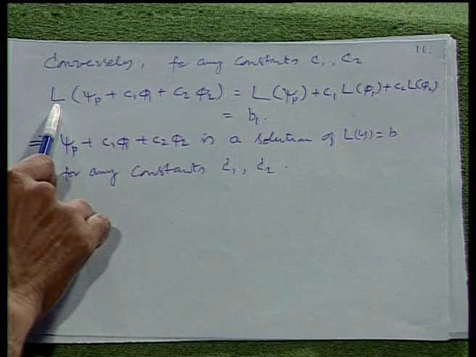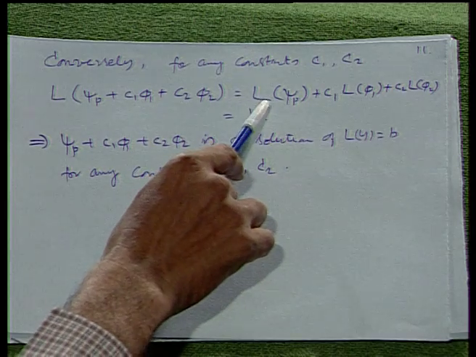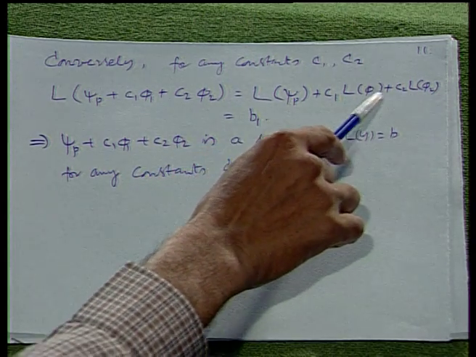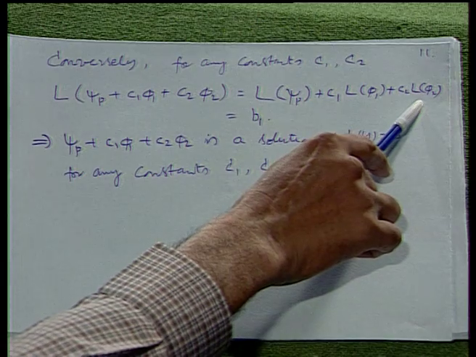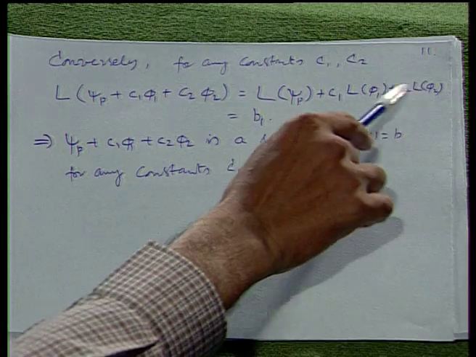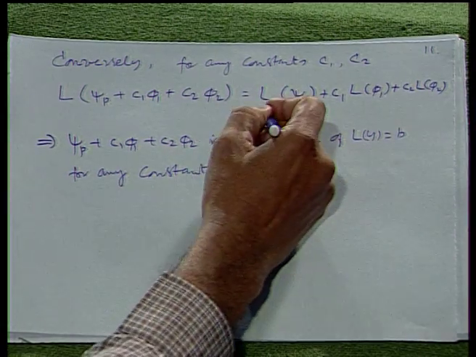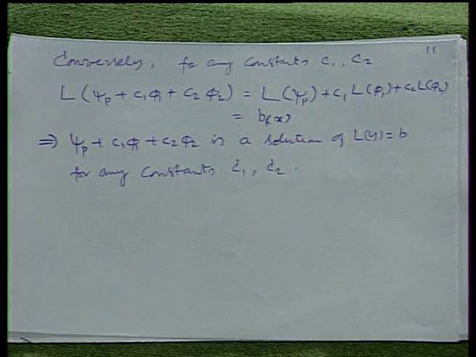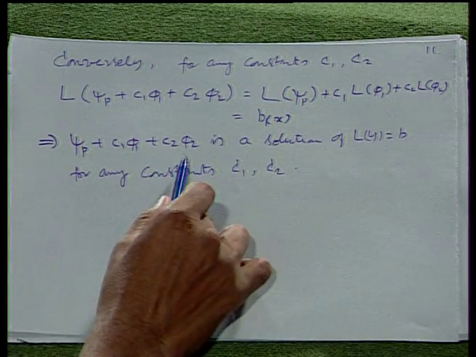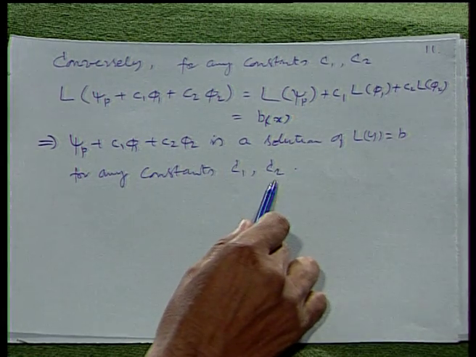Conversely, for any constants C1 and C2, if you consider L(ψp + C1 φ1 + C2 φ2), that should be equal to L(ψp) + C1 L(φ1) + C2 L(φ2) based on the linearity, because L(φ1) and L(φ2) both are zeros. L(ψp) is equal to B(x), it is not B1, it is B(x). This implies ψp + C1 φ1 + C2 φ2 is a solution of Ly = B(x) for any constants C1 and C2.